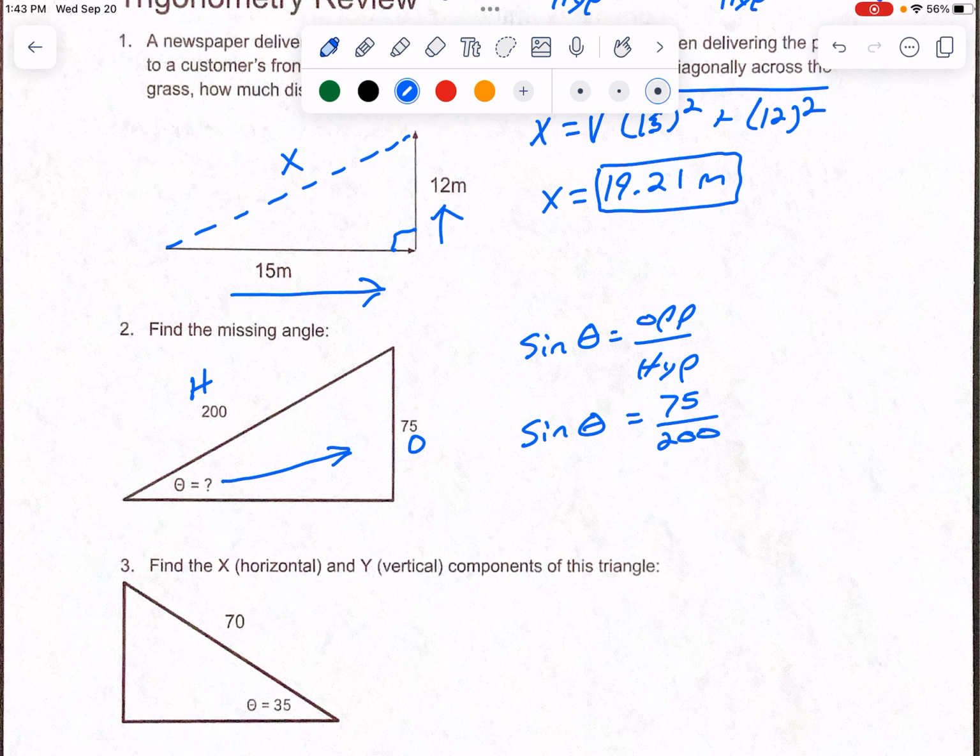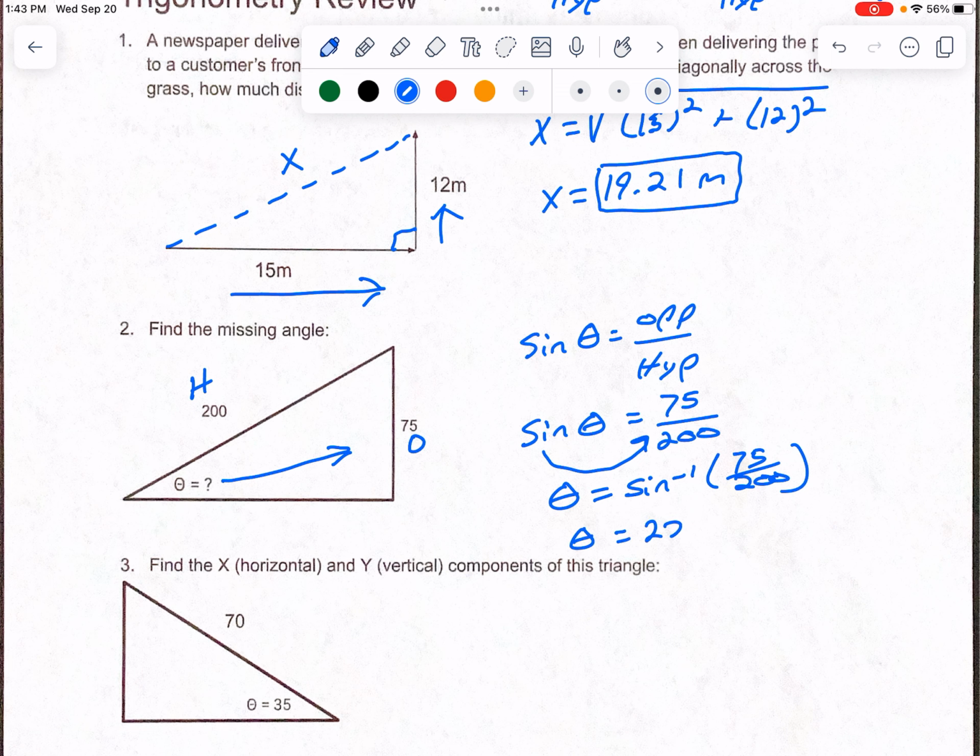Now I've got to bring that sine over. I can't have it on the angle, so I'm going to bring it over here. And when I do that, it becomes inverse sine of 75 divided by 200. Again, just press second sine in your calculator, and that'll give you inverse sine. Make sure you're in degree mode, and you'll get an angle of 22.02 degrees. And there's your answer right there.